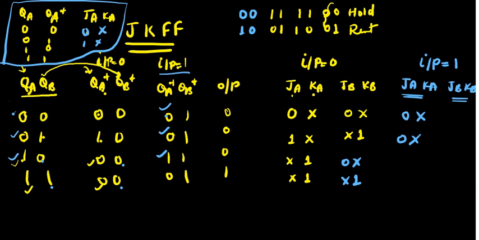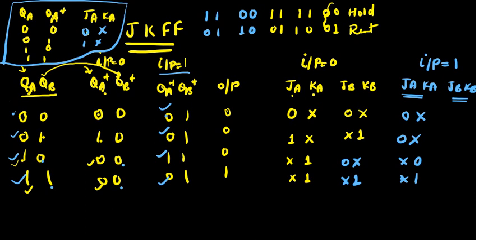So cross 0. You are in 1, you move to 0. It means 1 0, I think cross 1. 1 0 means toggle. Toggling is allowed, and resetting, right?